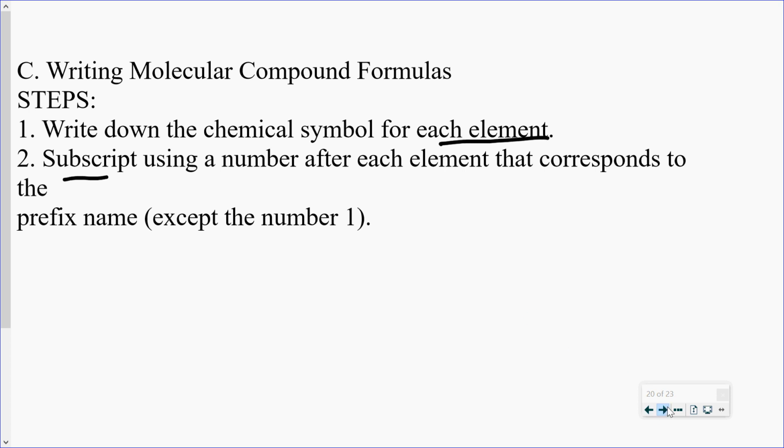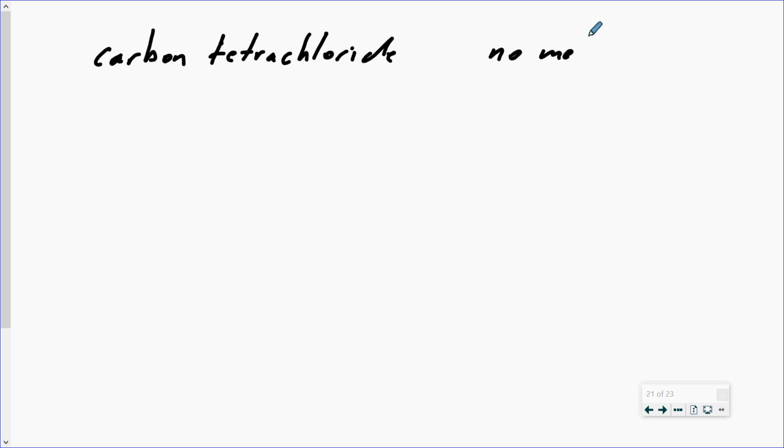So let's take a look at just a couple of these. Let's go carbon tetrachloride. First element that we have, or first of all, is there a metal? There's no metal. Because there's no metal, this is a molecular compound. Use the rules for writing the formula for a molecular compound.